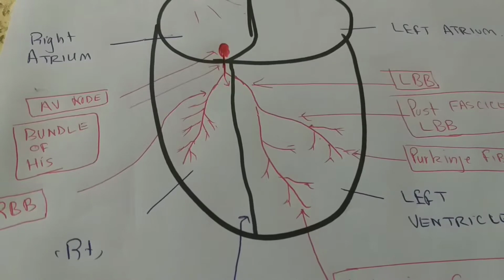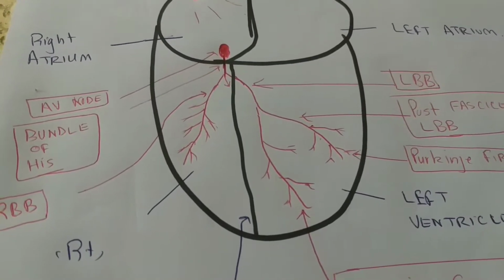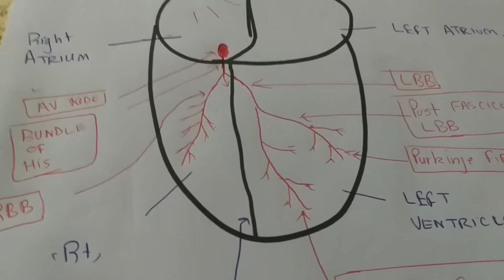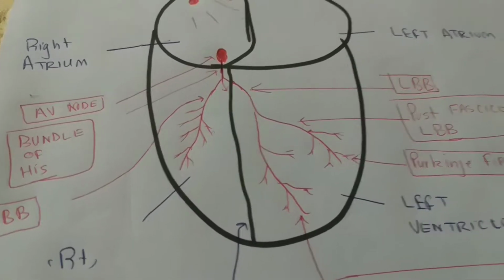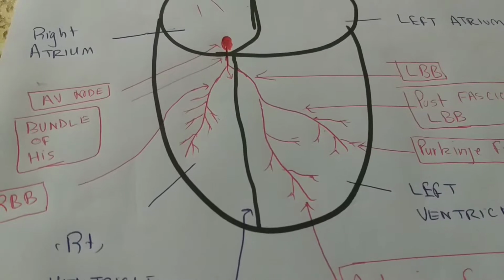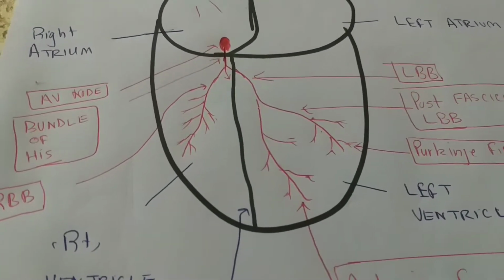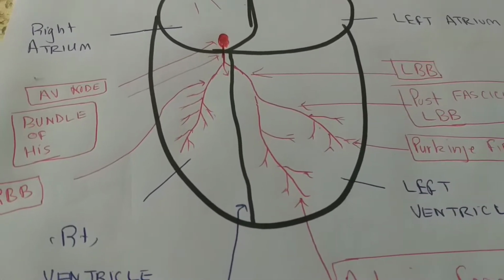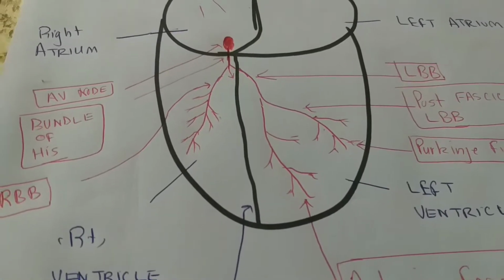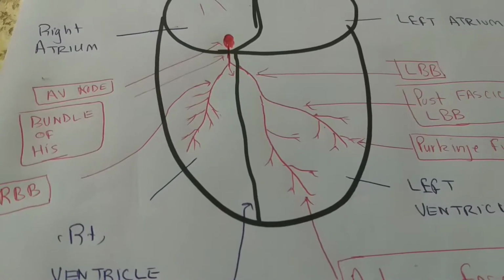So after this slow impulse transmission through the AV node, this impulse enters into the bundle of His and it regains its speed once more. In fact, it becomes faster than before. From the bundle of His, the first part enters into the septal branch and causes the depolarization of the septum. This depolarization of the septum is shown on the ECG paper as a very short positive deflection, or R wave, on the chest leads V1 and V2.